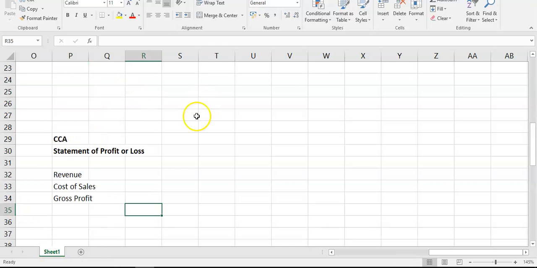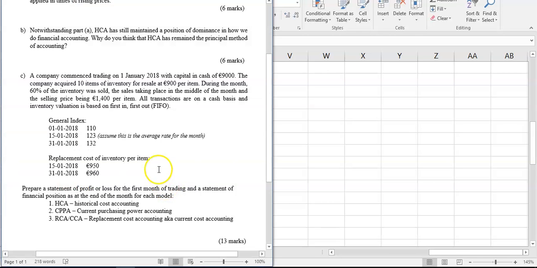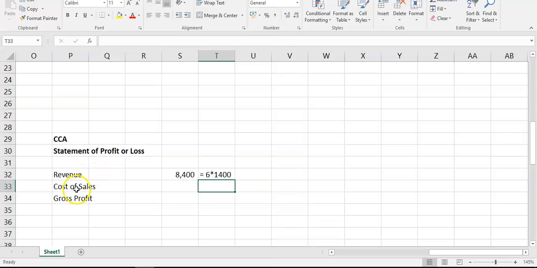So we go back then, the revenue does not change, it's still 8.4, which is your 6 times the 1400. So the revenue is not updated for inflation or anything like that, it's only the replacement costs that are updated. The cost of sales now, we don't look at opening stock, purchase and closing stock, we just look at cost of sales. You sold 6 units and the replacement cost when you sold them, be careful, 950.